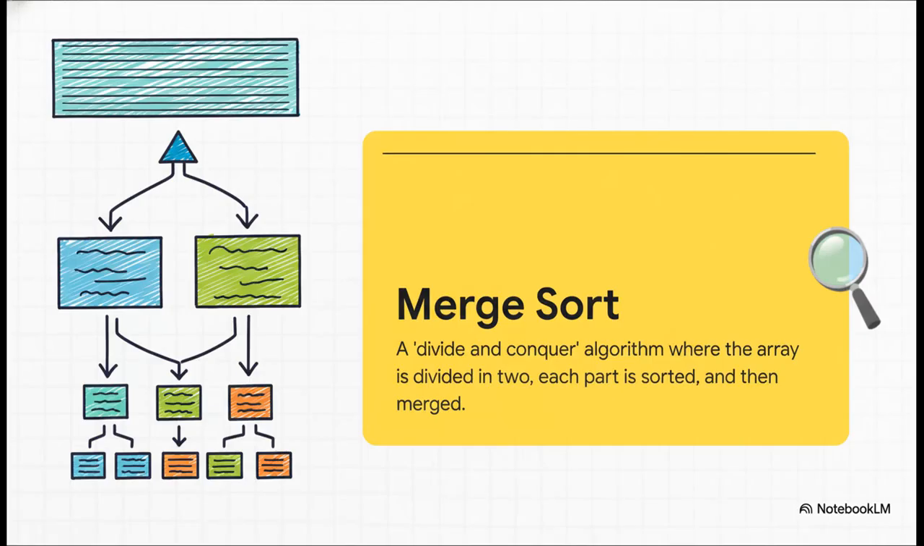Another really powerful divide and conquer algorithm is merge sort. Now, its approach is a little different. Instead of using a pivot, it just methodically splits the list exactly in half, again and again, until it's broken all the way down into individual items. I mean, think about it. A list with only one thing in it is already sorted by default, right?